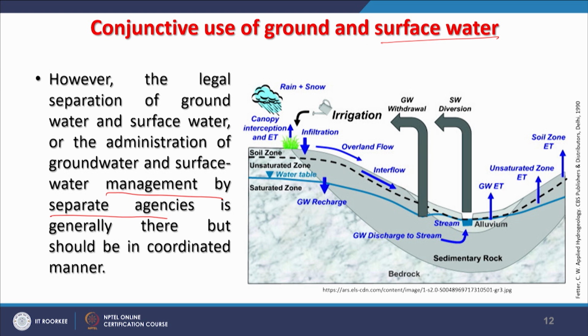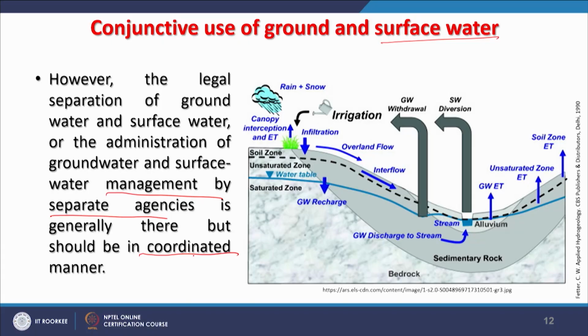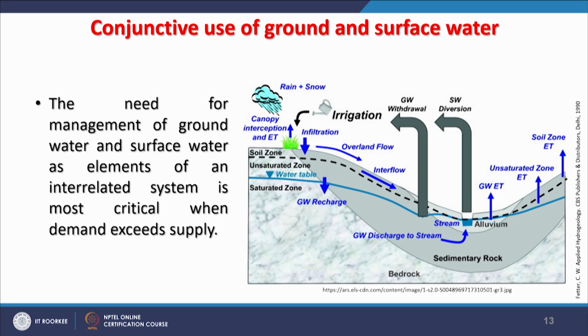there are irrigation departments, and there are groundwater departments. Now, both are not talking to each other, whereas for better management of water, both should make coordinated efforts, in a coordinated manner. If that is there, the water problem will not be there. So, there is basically a need for management of ground and surface water together as an element of an interrelated system, and it is most critical when demand exceeds supply.